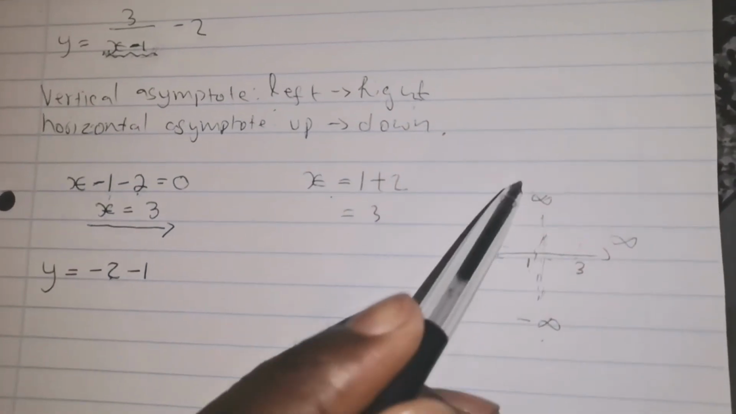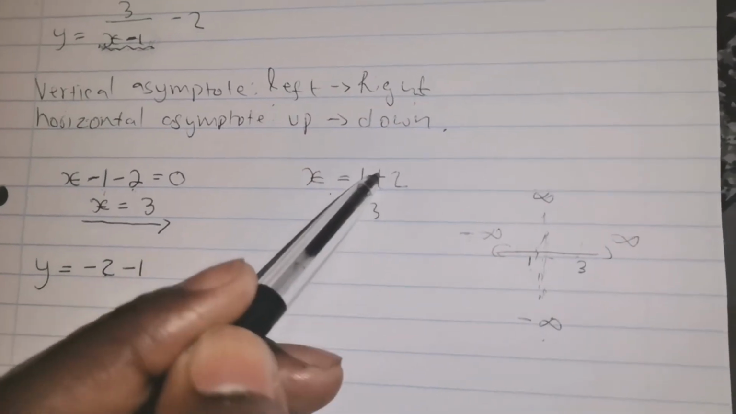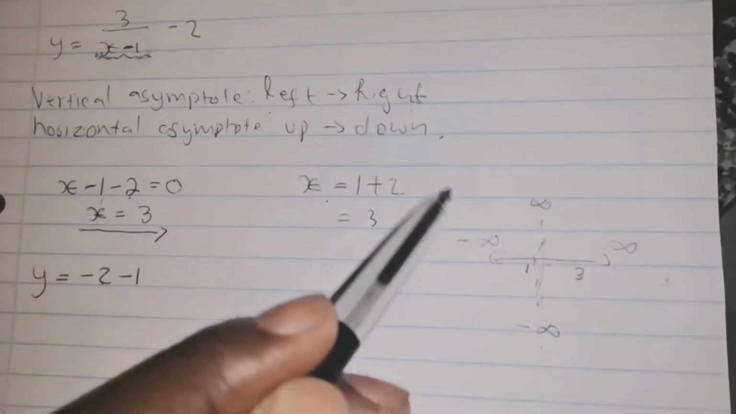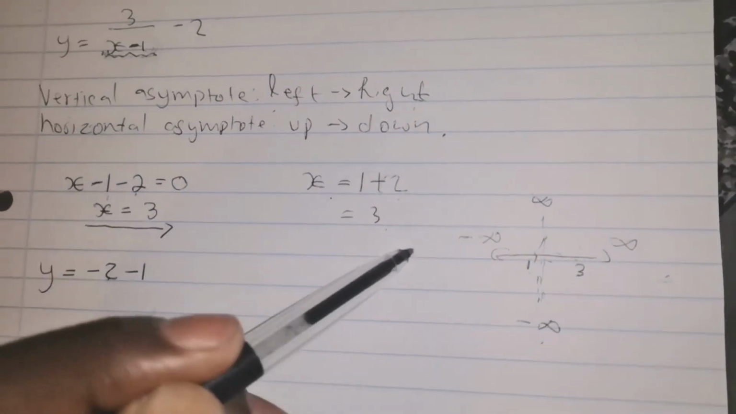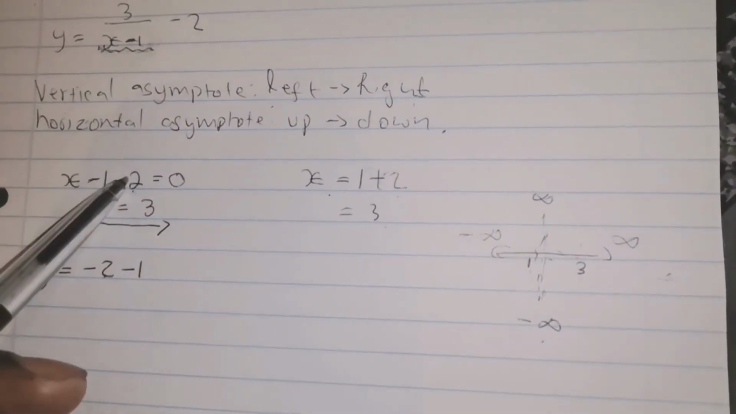When you go up, you say plus 1. When you go down, you say minus 1. When you go to the right, you say plus. When you go to the left, you say minus here. But when you say to the left here, you say plus 2.